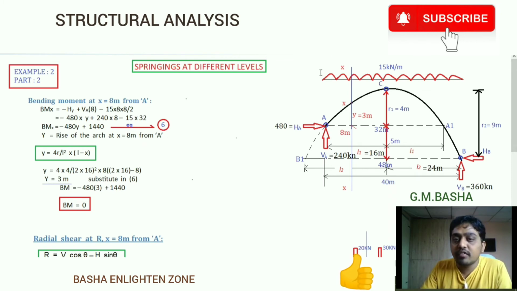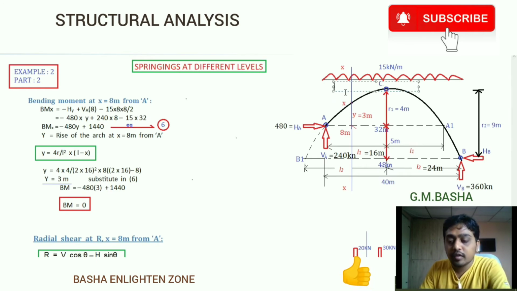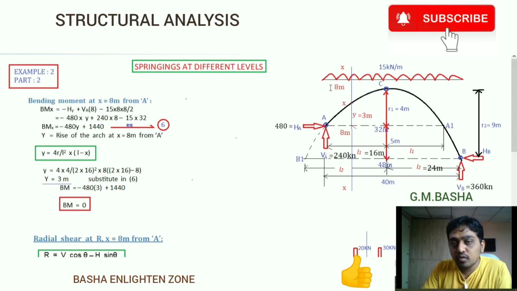Again there will be 15 kilonewton per meter load up to what distance? From here to here. So consider this one. This force will be acting anti-clockwise about the point x: 15 into 8, about what distance? Into half of the distance. 15 into 8 into 8 by 2, which is anti-clockwise towards x. So that one will be equal to w into L by 2, which is WL square by 2. So minus 15 into 8 into 8 by 2.